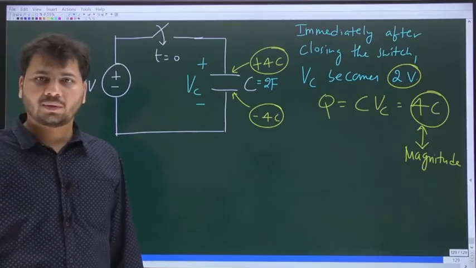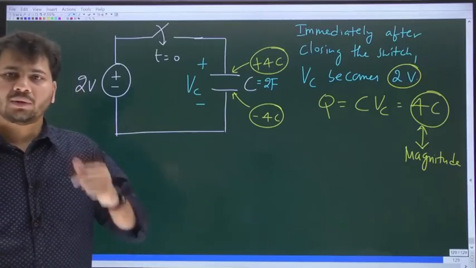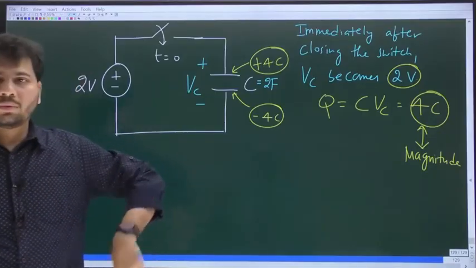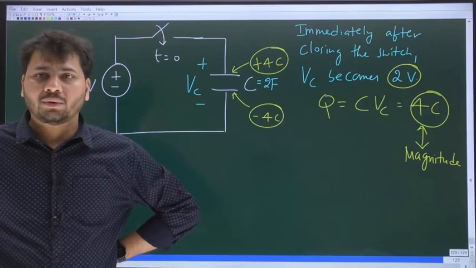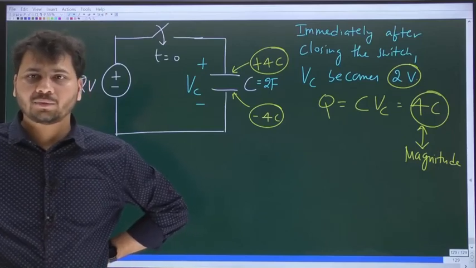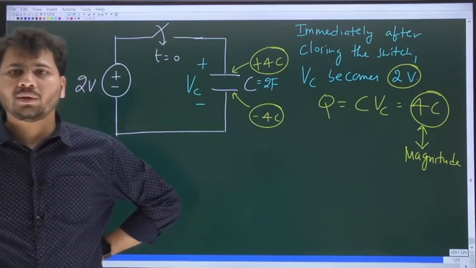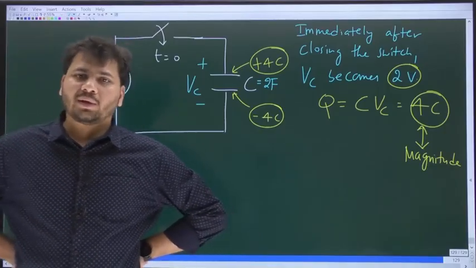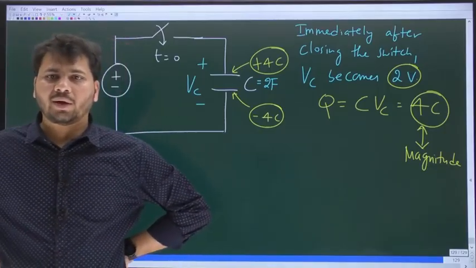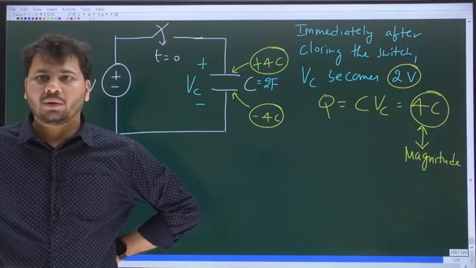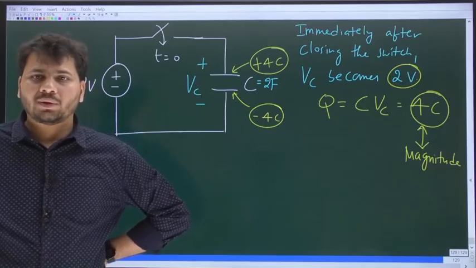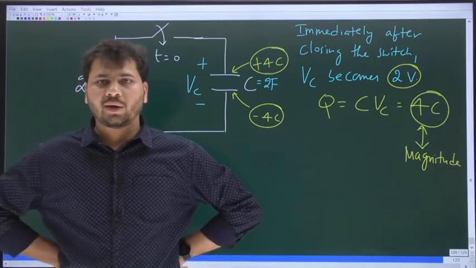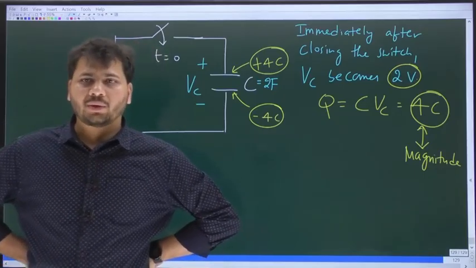You can just type in the chat box whatever you think might happen. Please let me know. We'll take the discussion from there. So please tell me, how is the top plate getting plus 4 coulombs, and how is the bottom plate getting minus 4 coulombs?